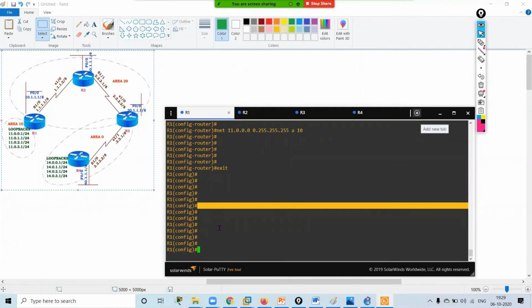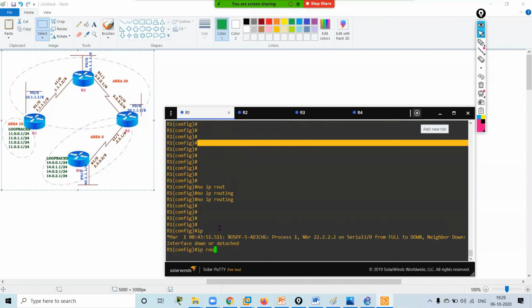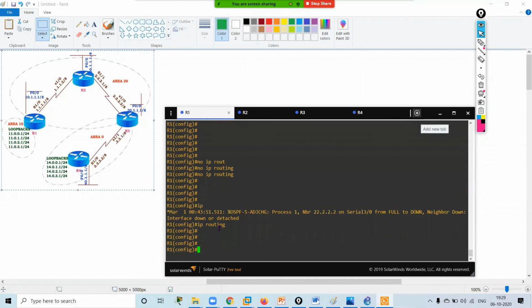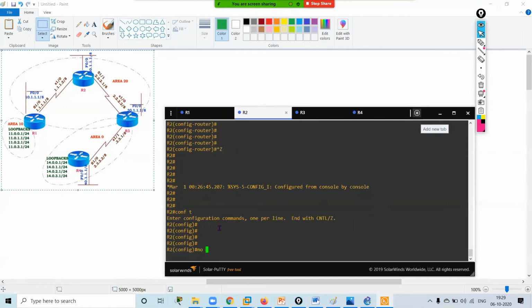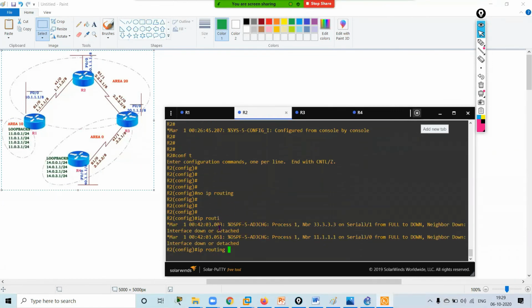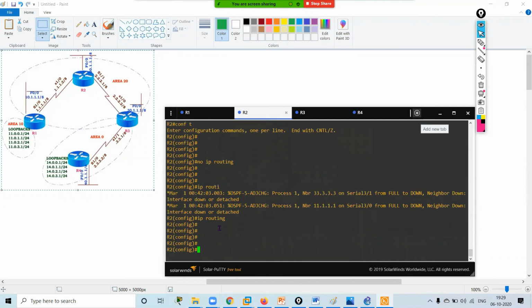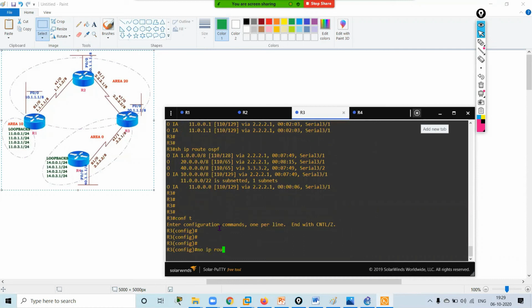So first of all, I'll remove all the things. I'll just say no ip routing command. If I say no ip routing, the routing will be disabled. It will remove all the things. I will enable the routing again with ip routing. Just one command, no ip routing, will disable the routing. Don't forget to enable routing again if you're using this command.